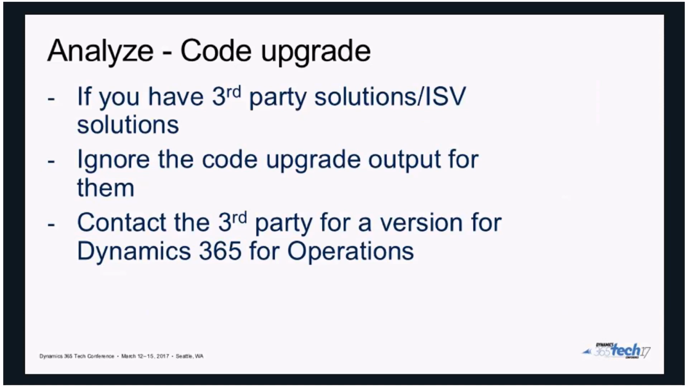Of course, the devil is in the details, so a few things that you have to remember. For instance, what to do with your third-party or ISV solutions. Obviously, you don't want to manually upgrade your ISV solutions every time you run your code upgrade. So you may want to ignore the output of the code upgrade tool for those solutions, and then just contact your ISV vendor and get an already upgraded model for their solution and replace your current model within Dynamics 365 with the already upgraded model provided by your ISV vendor.